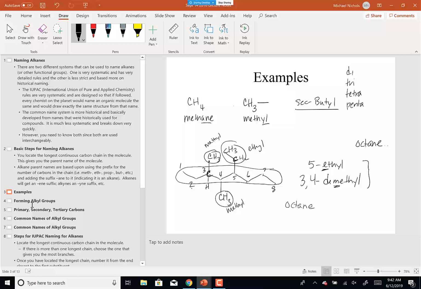So here's how I remember what to alphabetize. Anything that has a hyphen in its name, what comes before the hyphen does not count. So for sec, tert, if we were still using n, they do not count for alphabetization because they are hyphenated. The hyphenated words are always based on what comes after the hyphen. Sec-butyl, in this case, would be alphabetized on B.